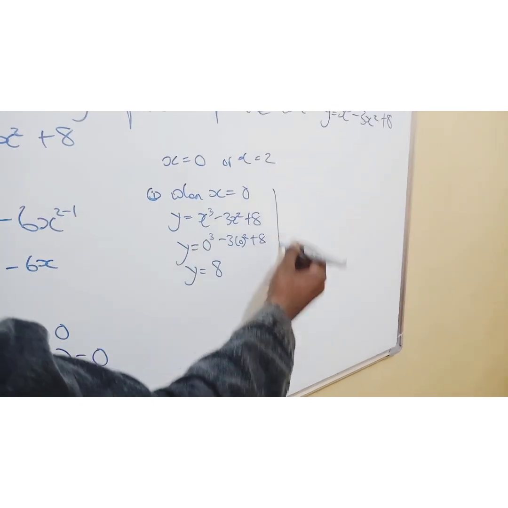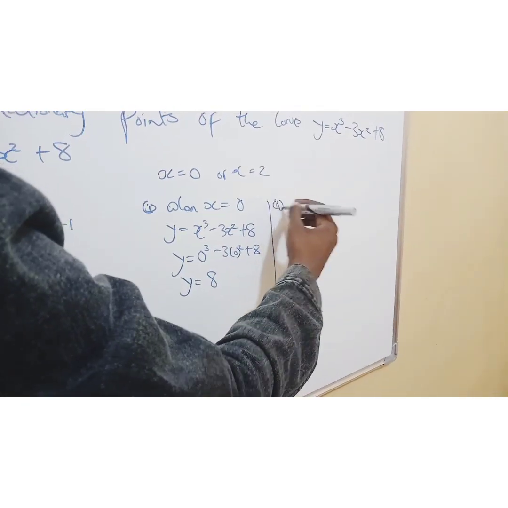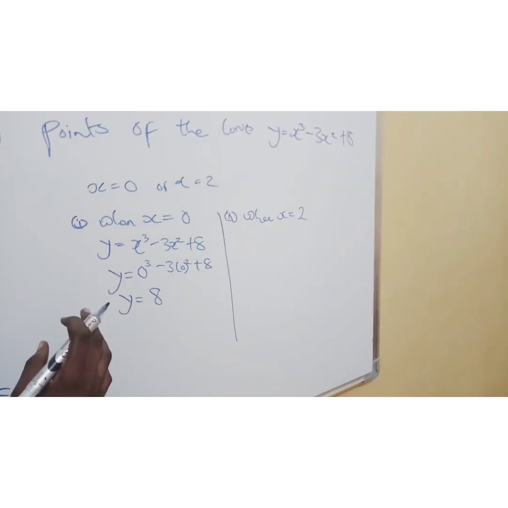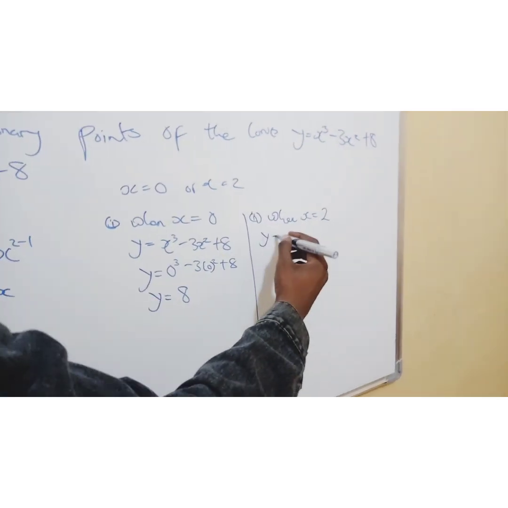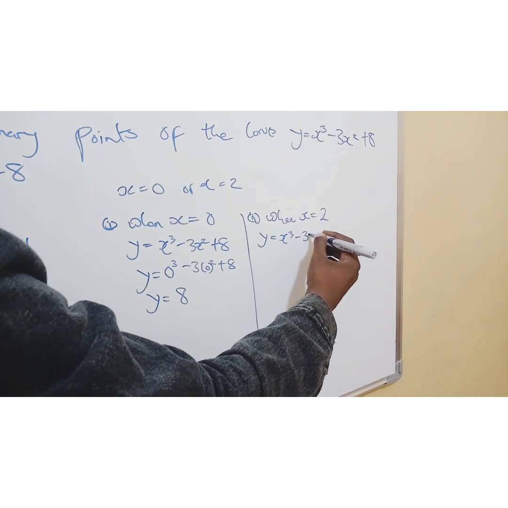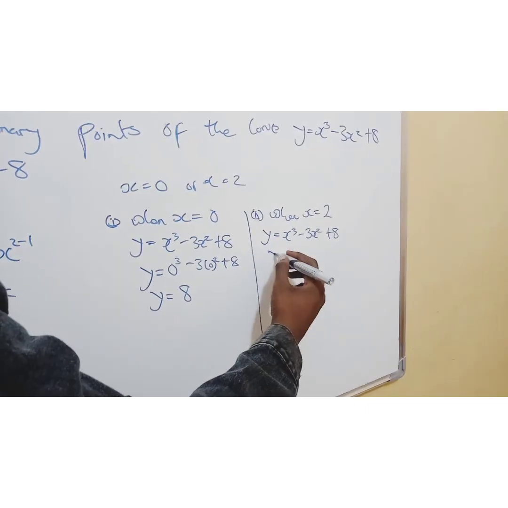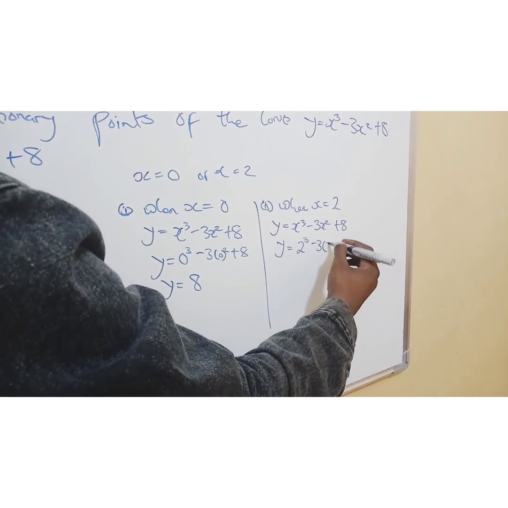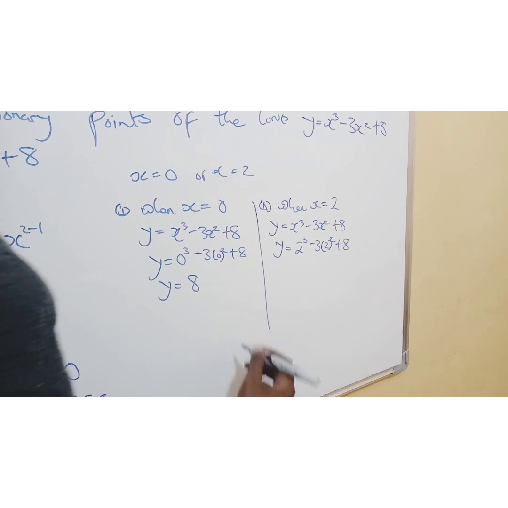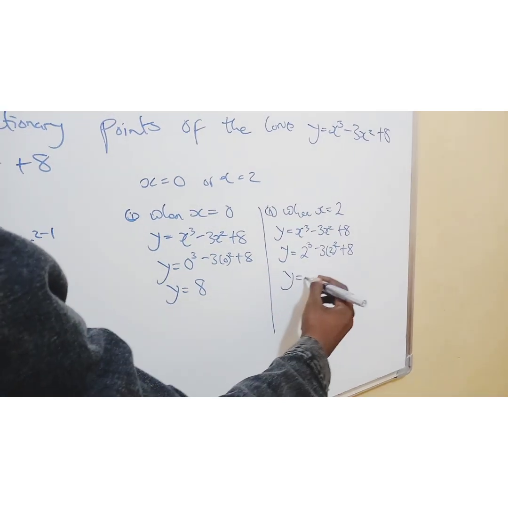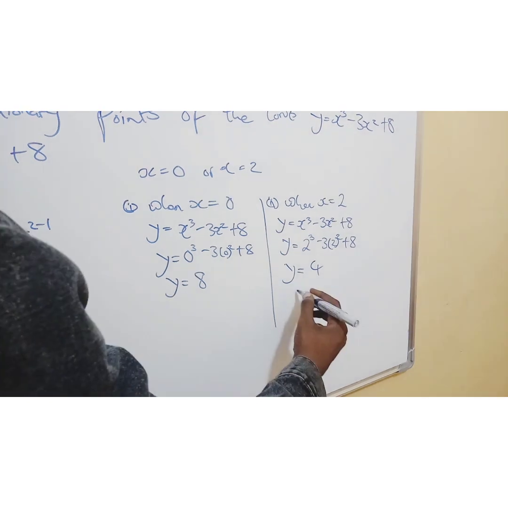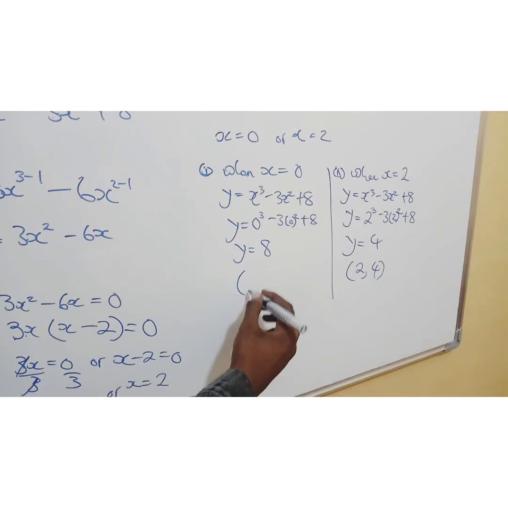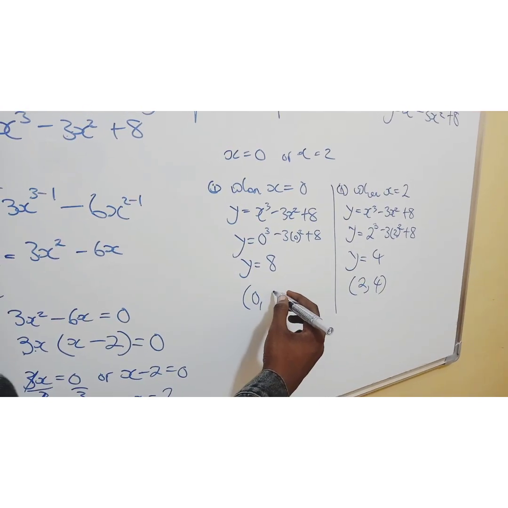Then now you say when x is equal to 2. You are finding stationary points when x is equal to 2. So let's write our original equation. Then you say y is equal to 2 to the power 3 minus 3 times 2 to the power 2 plus 8. When you punch this on your calculator, it will give you 4. So your x is 2, always start with x, y is 4. Here, our x is 0, our y is 8.